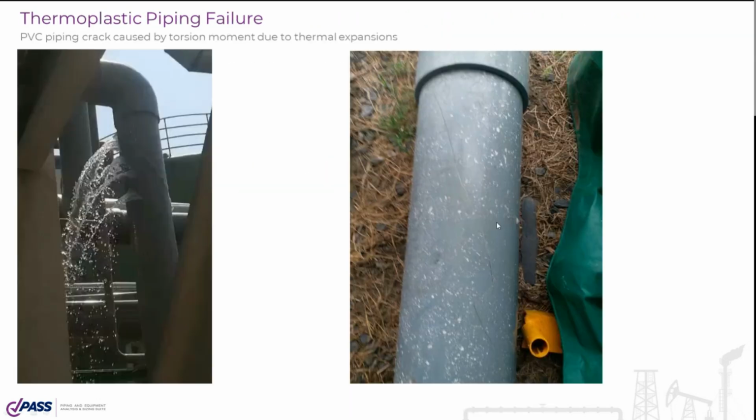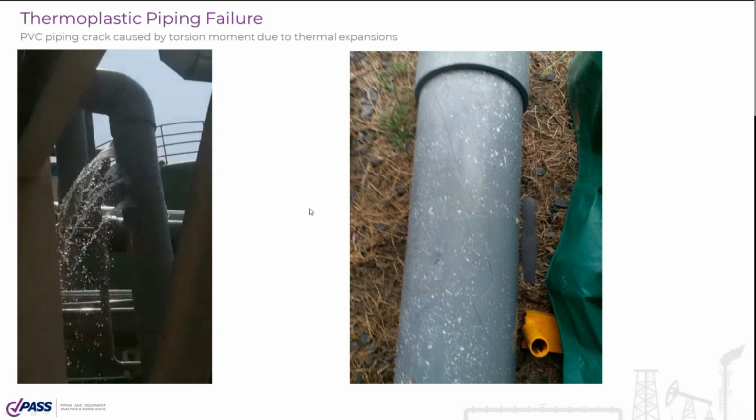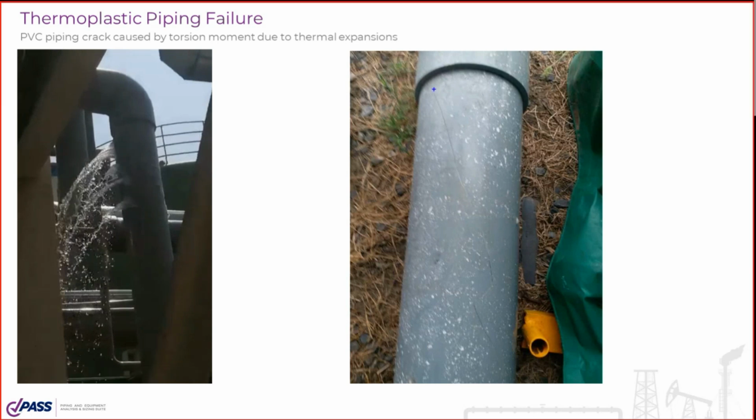Let me show you now some examples of thermoplastic piping failures. For example, this is the PVC piping, polyvinyl chloride piping system, which failed. Fortunately, it was water inside, so you see the water flows out of the pipe. And here, after analysis, we see that we had a crack here. You see, this is the crack.